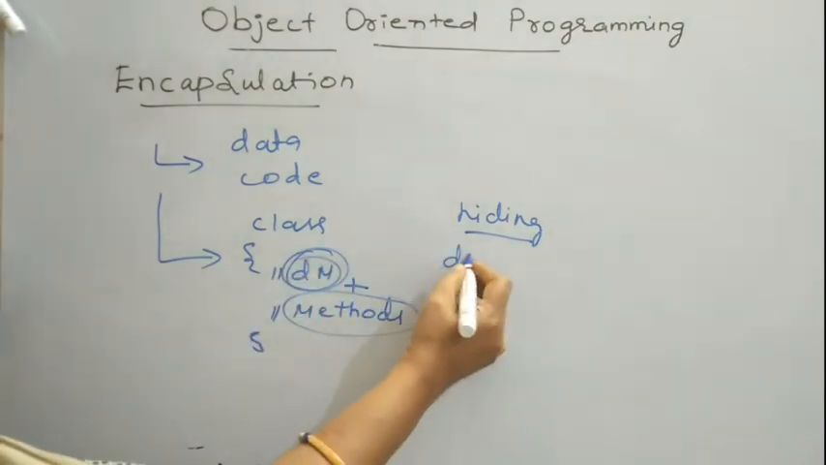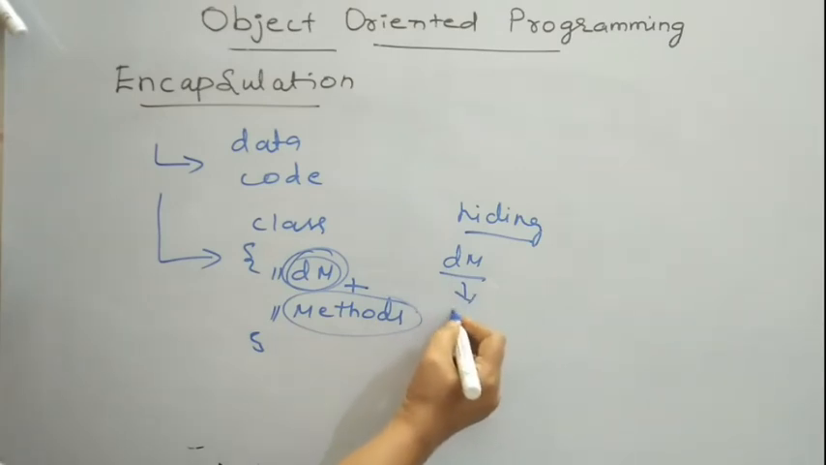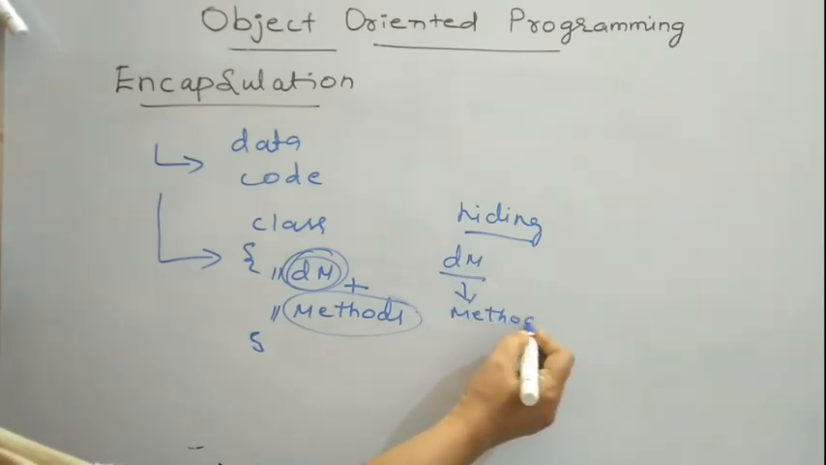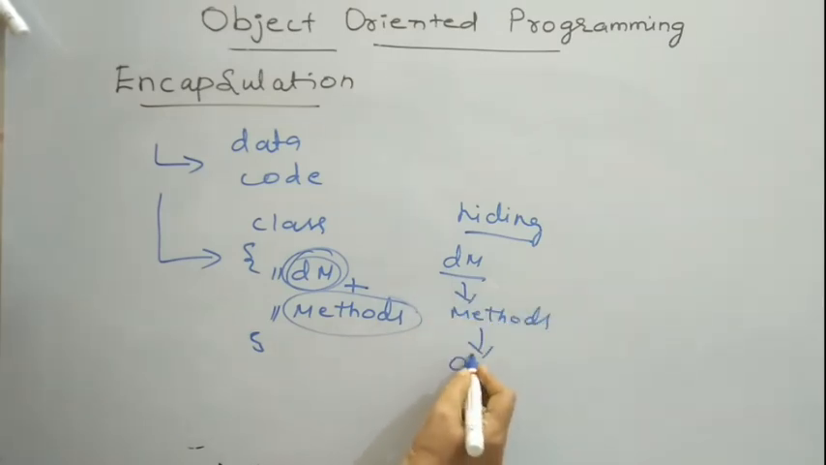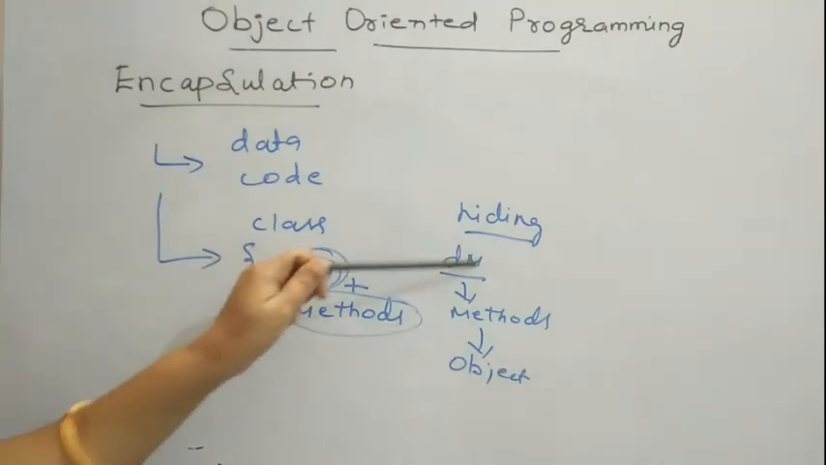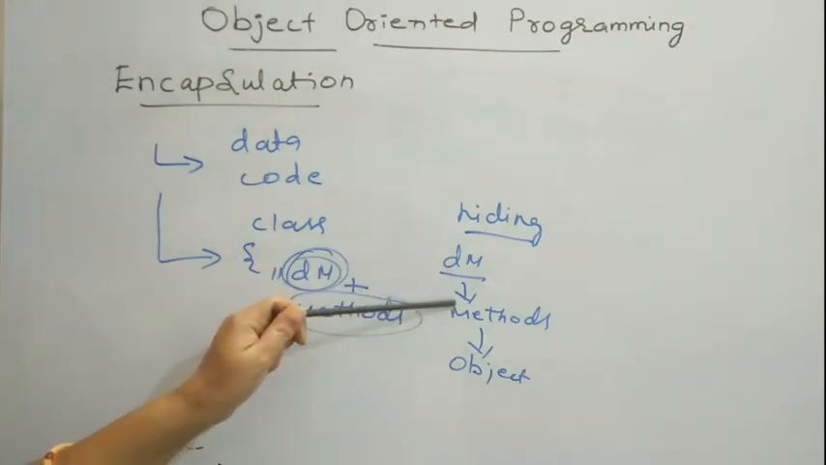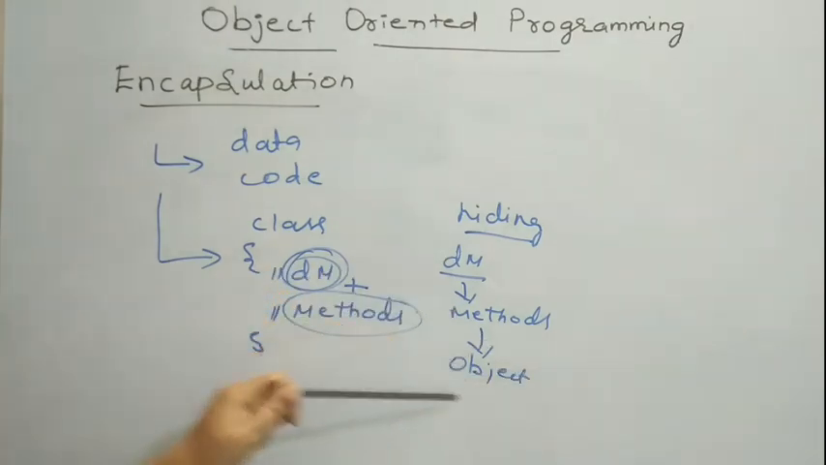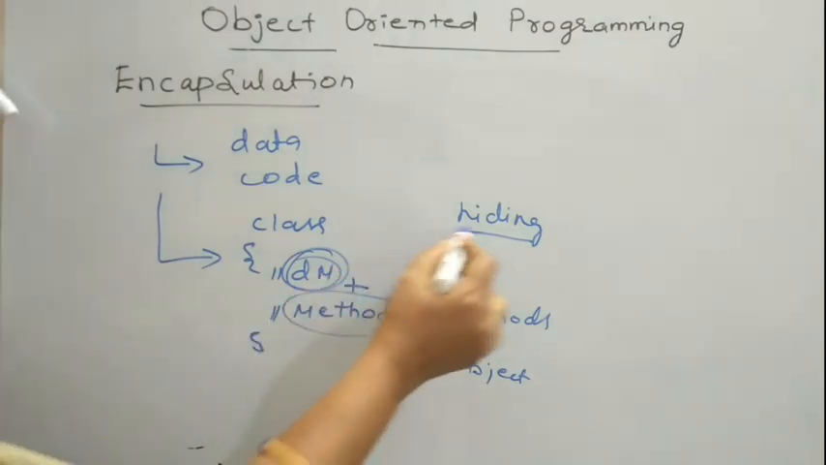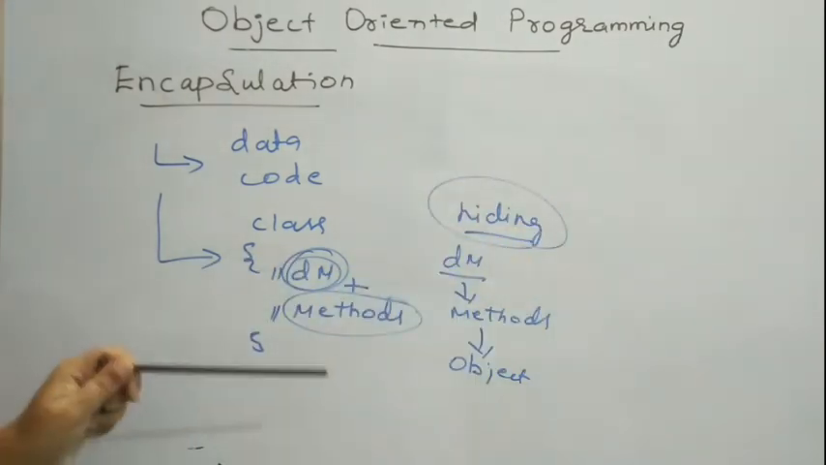The data members can be accessed through its methods. The methods are accessed only through the objects of the classes. Data members cannot be directly accessed. Data members can be accessed through the methods, by the objects of the class. So it provides some hiding from the user.